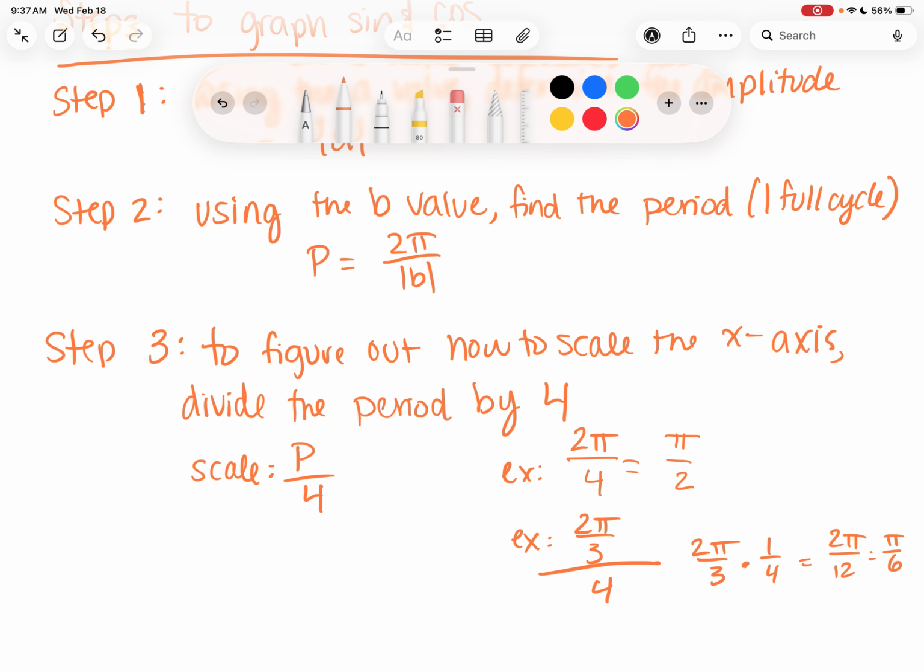But anyways, people have found this to be really helpful with how to scale their x-axis, so that's why I teach it this way now.